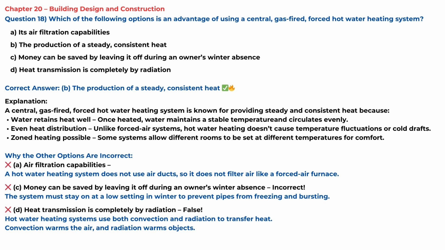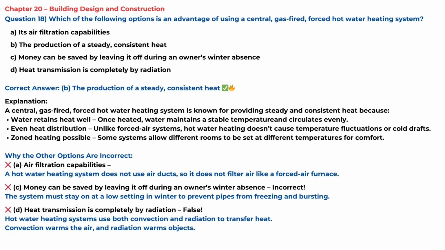A central, gas-fired, forced hot water heating system is known for providing steady and consistent heat because water retains heat well. Once heated, water maintains a stable temperature and circulates evenly. Even heat distribution: unlike forced air systems, hot water heating doesn't cause temperature fluctuations or cold drafts. Zoned heating possible: some systems allow different rooms to be set at different temperatures for comfort.